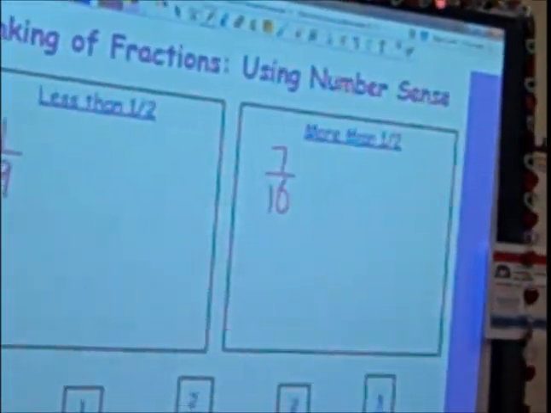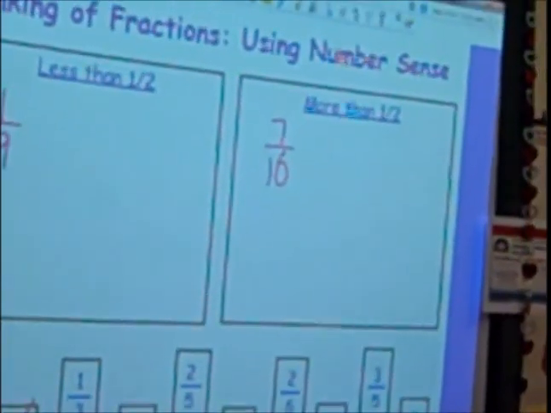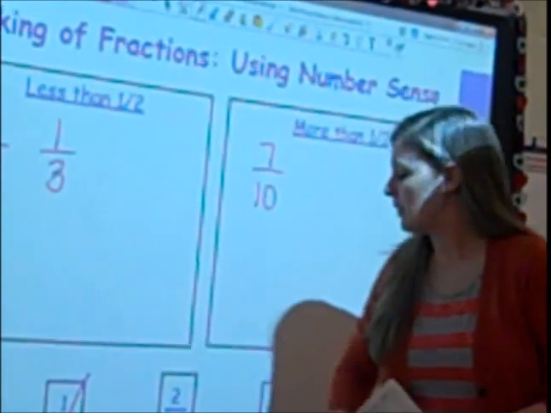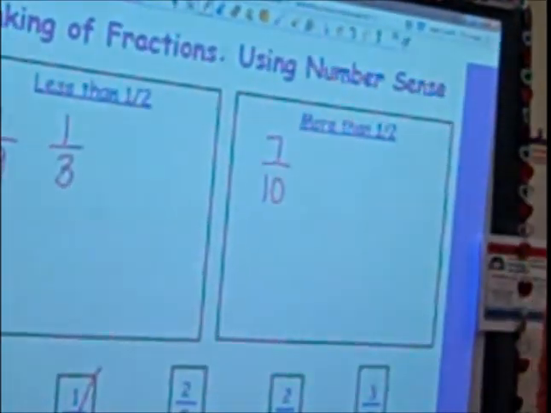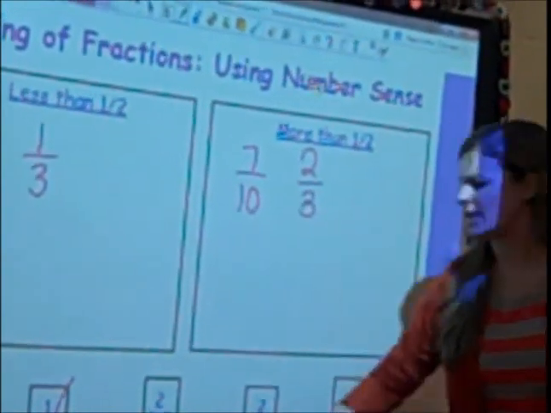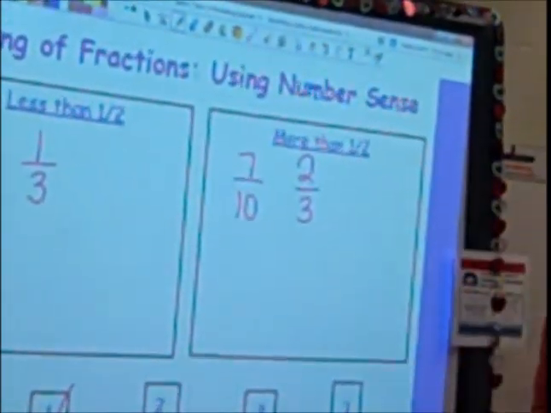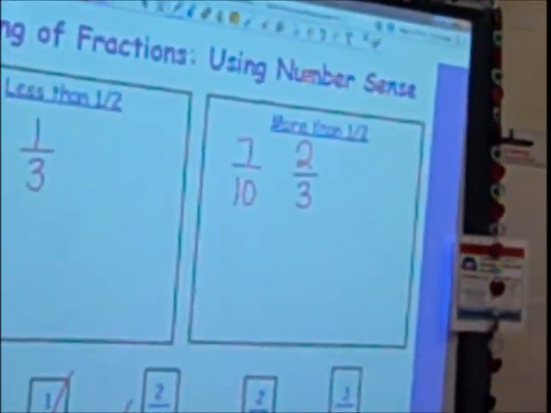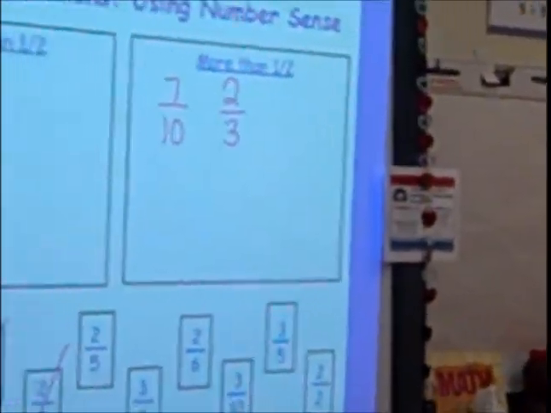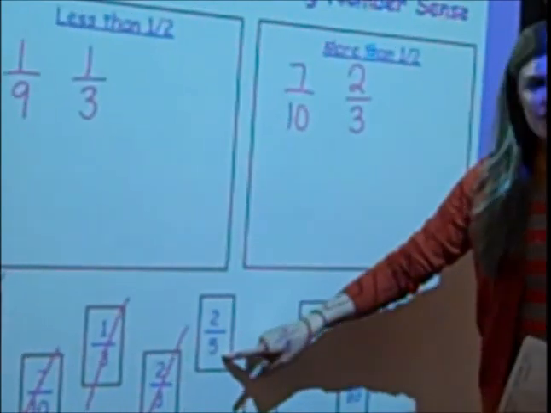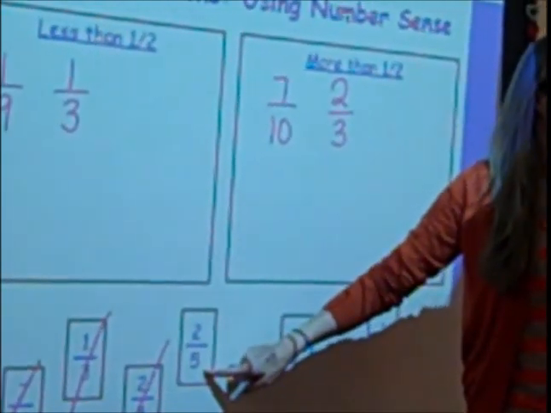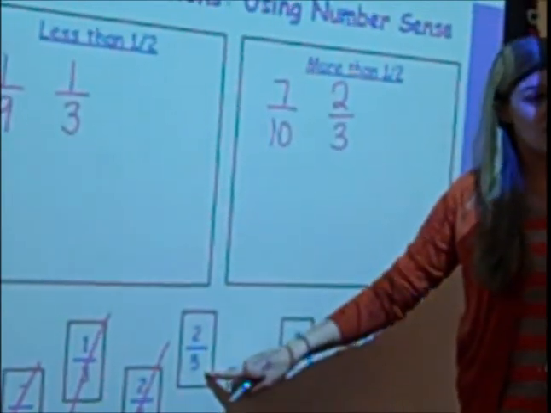What about 1/3? Less than. Exactly. 1/3. What about 2/3? More than 1/2. What is half of 3? 1.5. So 1/3, while it's close to 1/2, it's not quite there. 2/5, same thing. Odd denominators make this complicated. Even denominators make this much easier.